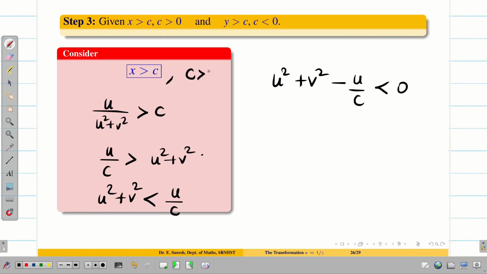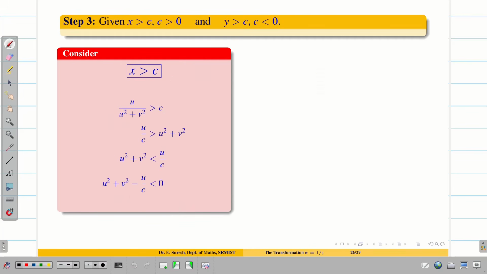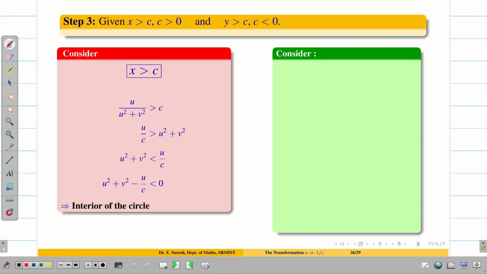Very important, here c is positive, so it in no way affects the problem. The coefficients of u square and v square are the same and it is 1, so it is a circle, but we have less than 0, so it represents the interior of the circle. Done. Now we are going for the second data, y greater than c. This is going to be the heart of this problem. Why I took this problem, this is a little different. Y greater than c provided c less than 0, that is c is negative.